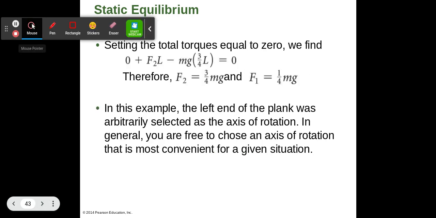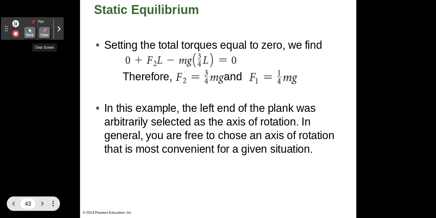So here's the math for all of that. F1, since it's at the axis of rotation, does not produce any torque, so that's going to be 0, plus F2 times L, minus mg times 3/4 L. And all three of those have to add up to 0. So if we just do the algebra and solve for F2, we get F2 is equal to 3/4 mg.